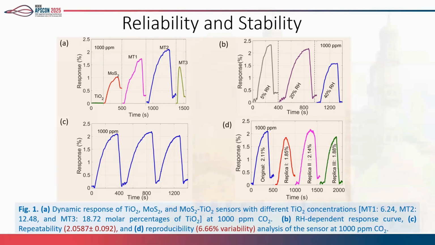Similarly, in the second graph, the variation with humidity is also studied up to 40%, and we can see that at 40% also, it is showing a significant response, nearly 1.5%. And figure C shows the repeatability of the sensor, and repeatability is quite good, nearly 0.092% of variation. We developed multiple devices, nearly 4 devices, and the device-to-device variability is around 6.6%.